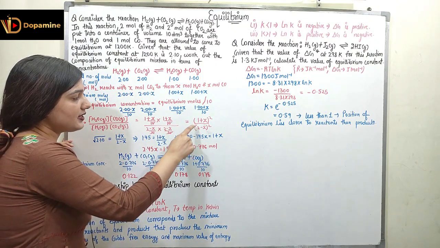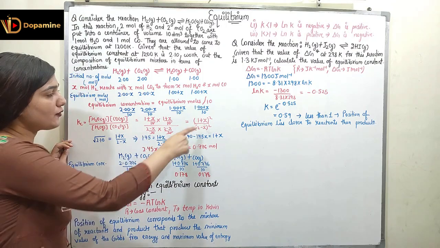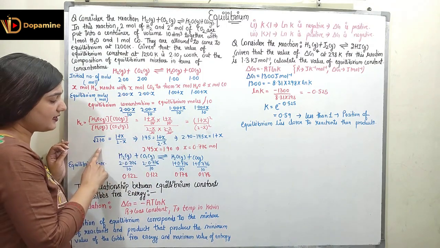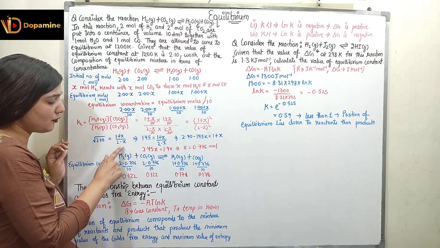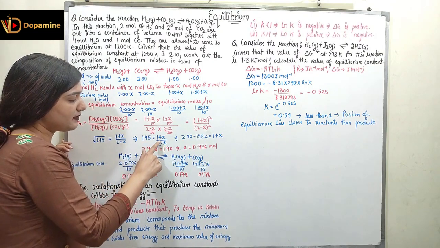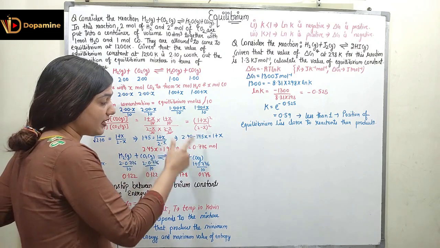We can cancel out 10 and 10 and we will be having (1 plus X) square upon (2 minus X) square. So what was the equilibrium constant? It was given 2.1, so we can take its square root and we will be having (1 plus X) upon (2 minus X). The square root of 2.1 is 1.45, which will be equal to (1 plus X) upon (2 minus X), and now this is the linear equation which we can solve.